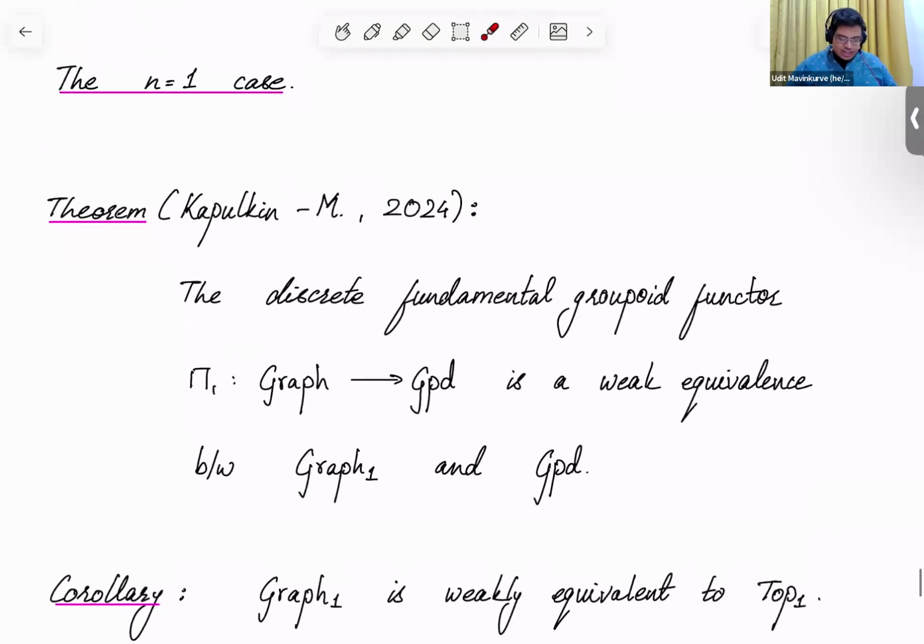And of course, this is just for the n equals 1 case. And for n greater than 1, it's still open. So there's a lot of work that needs to be done. And it'd be amazing if we have more people working towards this.